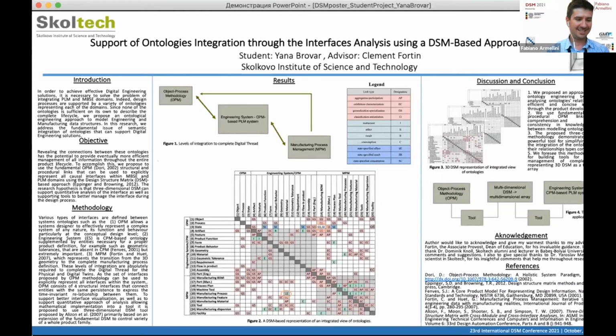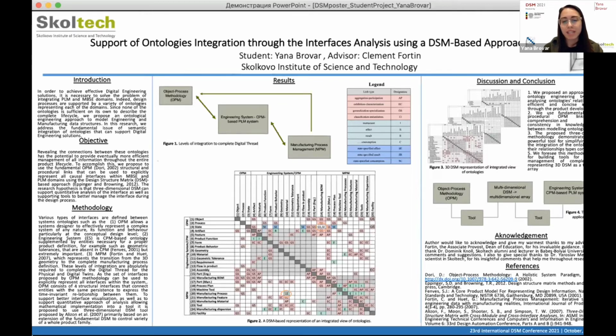So it is my great pleasure to present my student project at this DSM conference this year. My ongoing project is entitled Support of Ontologies Integration for the Interfaces Analysis using DSM-based approach. Nowadays, there is no computer-based support for product design that could cover all stages of the product lifecycle, or at least provide links between tools that are applied to early and unstructured design problems and tools that are used at subsequent stages.